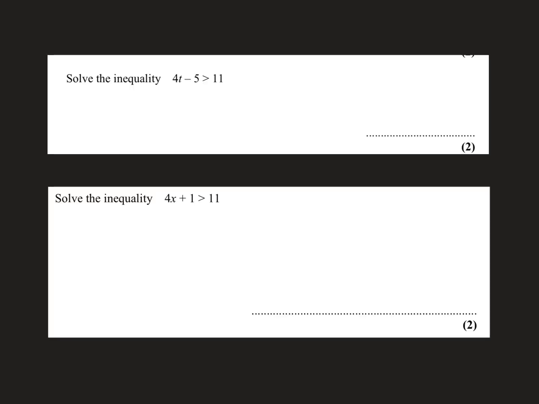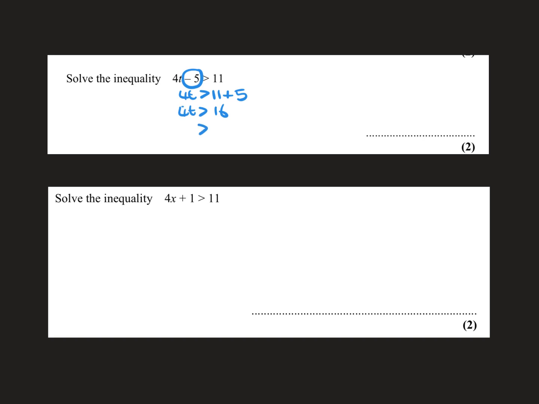A couple of questions here from exam papers from the past. If you want to pause the video and try these two as well, then I'll work through them and you can check whether you're doing it right. So we'll look at this first one here, and we have 4t minus 5 is greater than 11. I'll put my little symbol in, and the first thing I'm going to do is bring my minus 5 over and make it a plus 5. So 11 plus 5 is 16. So we're left with 4t on the left.